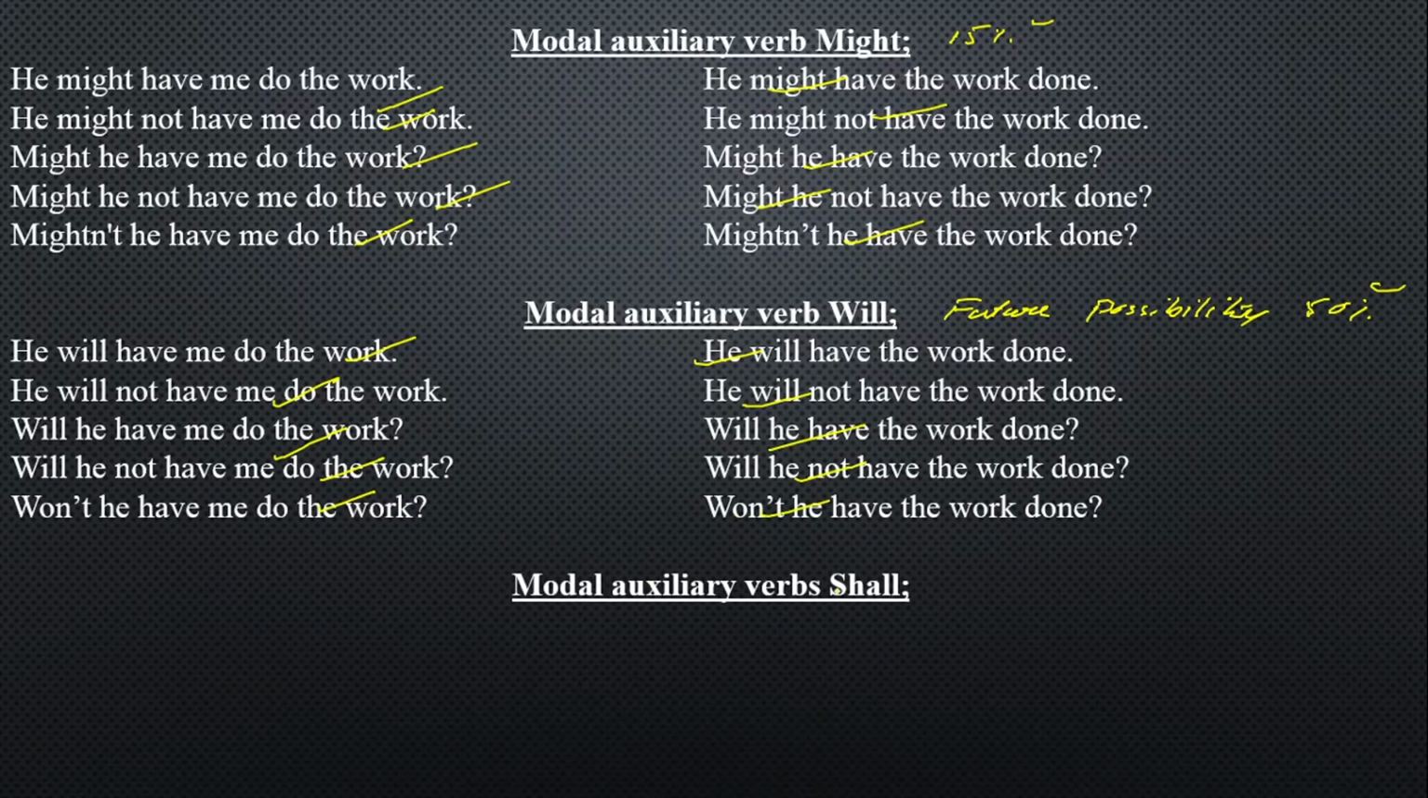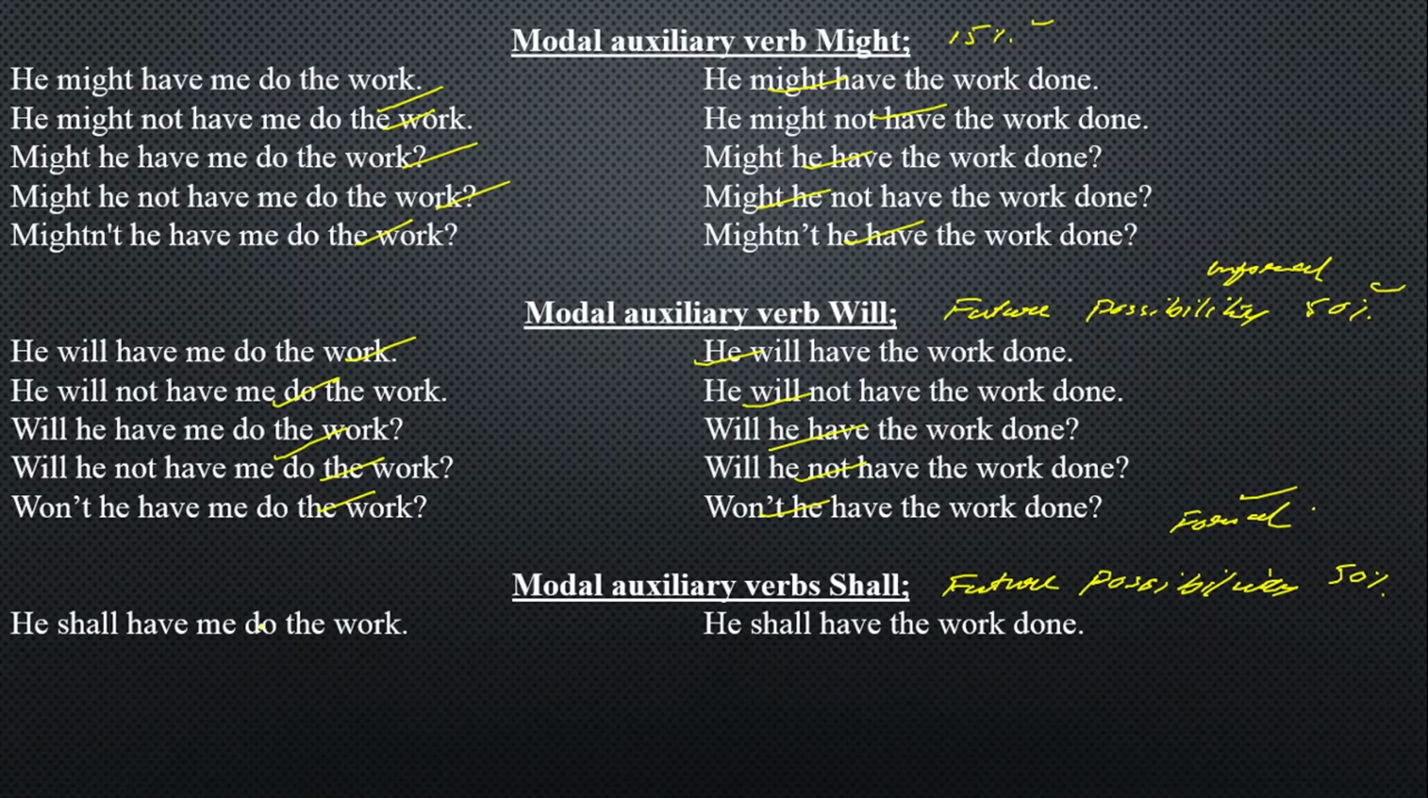Next modal auxiliary verb is shall, which is also used for future possibility, and this possibility is for 50%. And one thing should be in your mind: will is used in an informal way, and shall is the formal and polite way to use as a modal auxiliary verb.